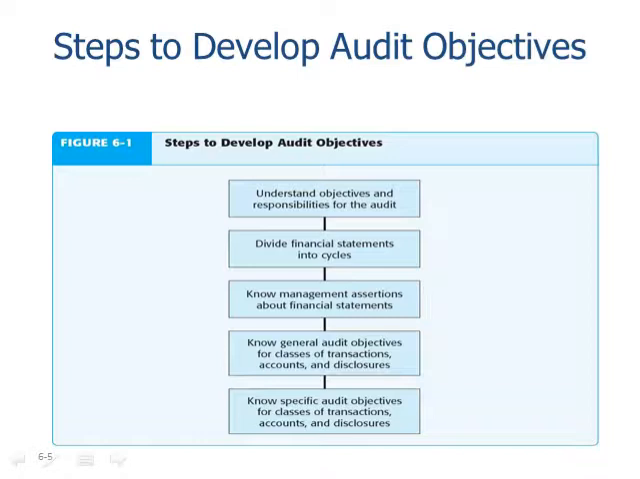We want to understand the management assertions about the financial statements that are inherent to each of these cycles. Then we want to know the general audit objectives for each of these classes of transactions, accounts, and disclosures, and know the specific audit objectives for those same items. So we want to know general audit objectives and specific audit objectives for these classes of transactions, account balances, or disclosures.